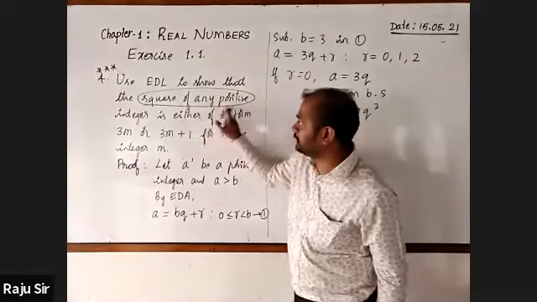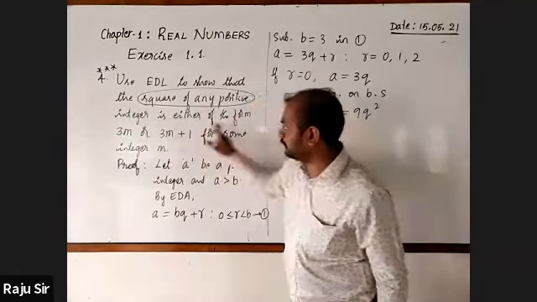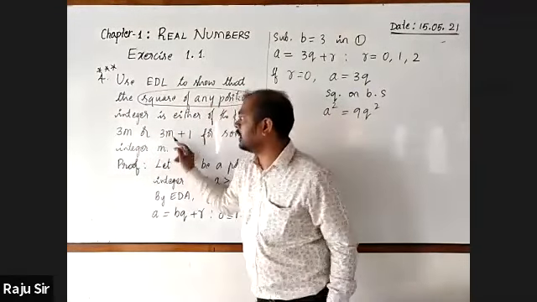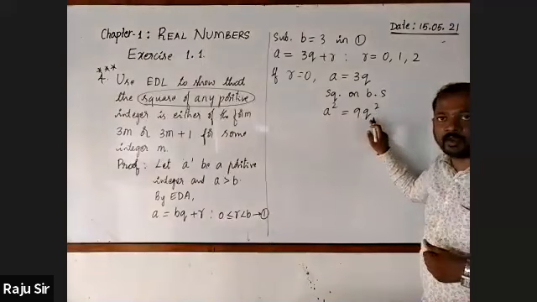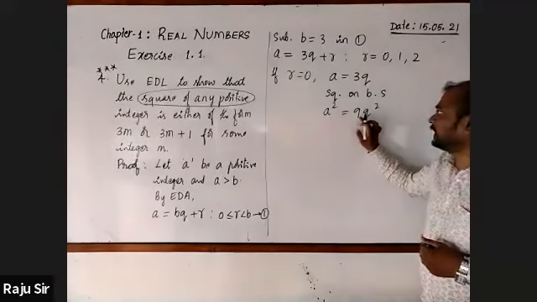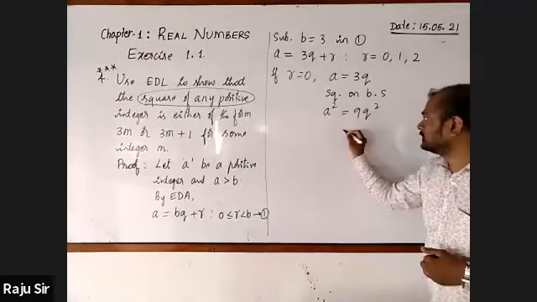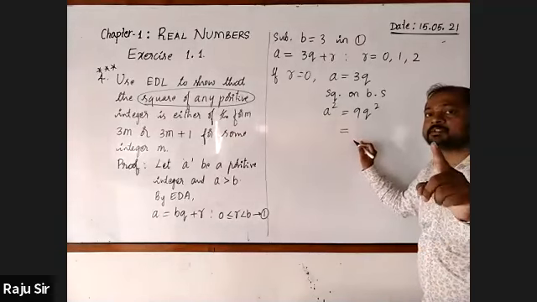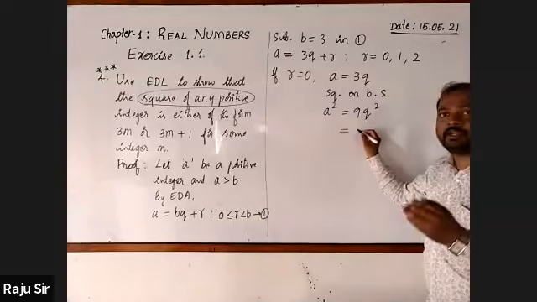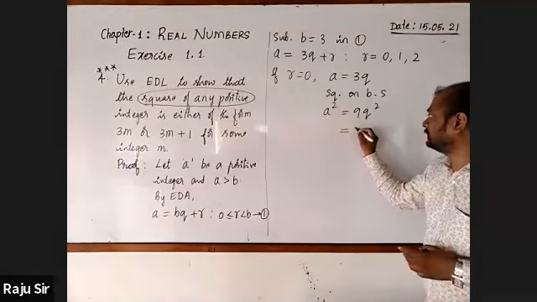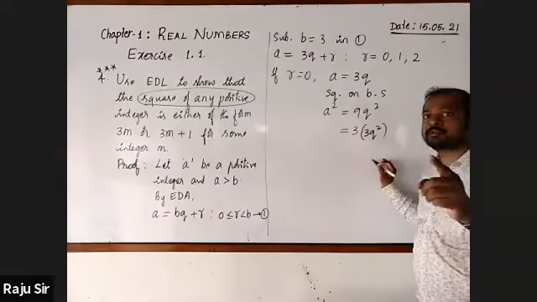Observe, the square of any positive integer is of the form either 3m or 3m plus 1. Here we have got A square as 9Q square. It is a multiple of 3. Hence, please observe the board. 9Q square can be written as a multiple of 3, like this: 3 into 3Q square.